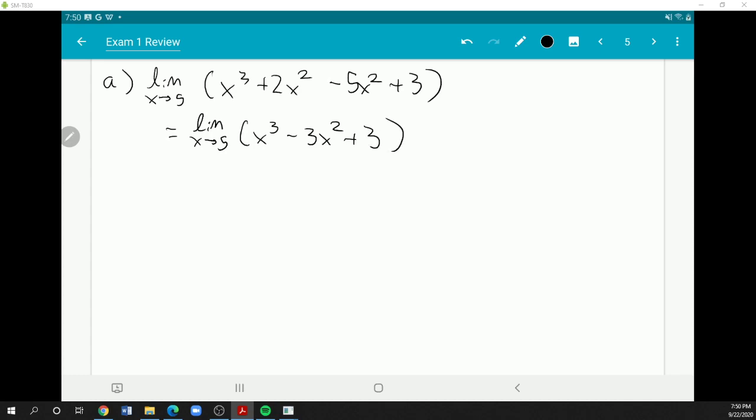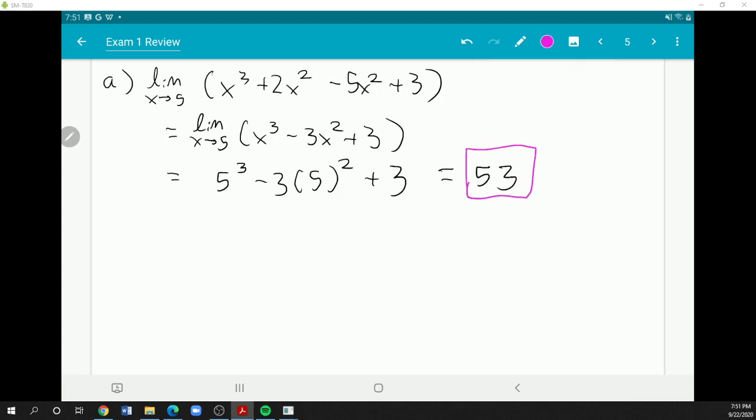Not bad. And the first thing you should always do when you're looking at a limit is plug in and see if it works. Because if you can just plug in and get a value, then you're done. So let's try that. 5 cubed minus 3 times 5 squared plus 3. So 5 cubed is 125. 3 times 25 is 75. So we're at 50 plus 3 equals 53. So we tried our first resort, which is plugging in, and that worked. So that's all we had to do.